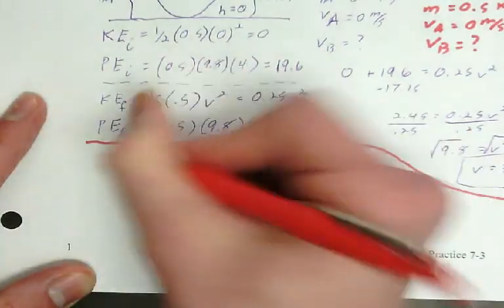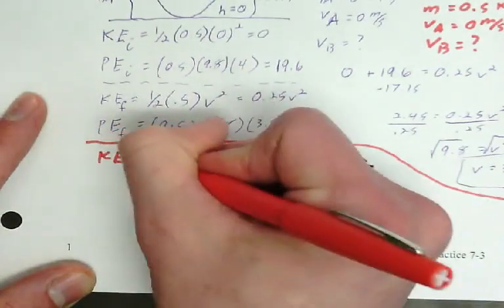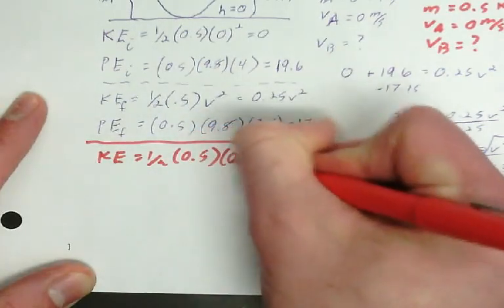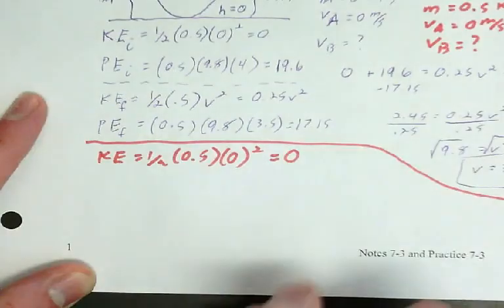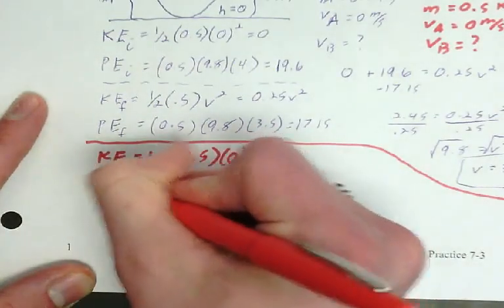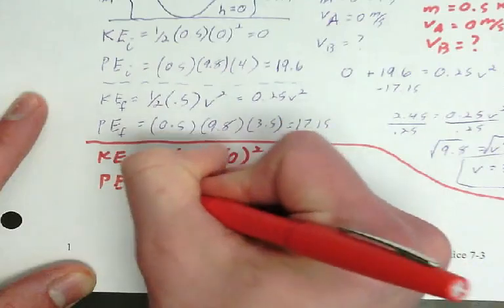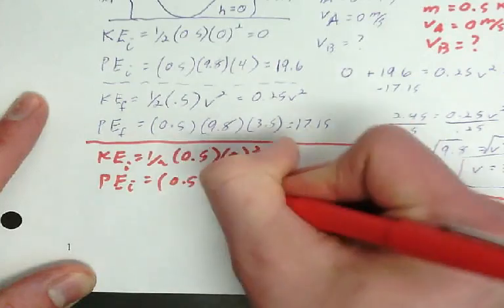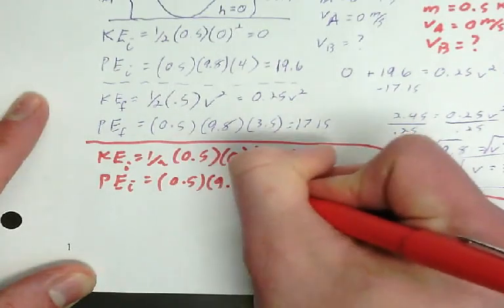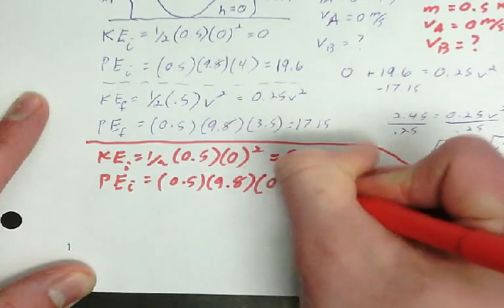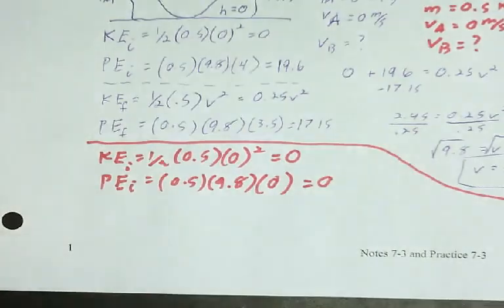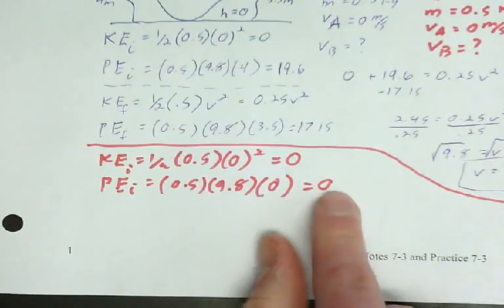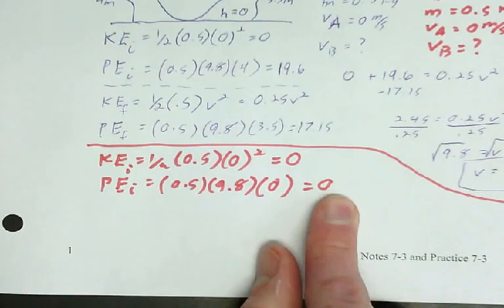So the kinetic energy at initial is still 1/2 mv squared, which is 0. But my potential energy initial has changed now. So my potential energy at A is mgh, just like the equation was before, but this time my h isn't 4, my h is 0. And now you can see why the math is a little bit easier. Where I had 19.6, it's 0 this time. So there's one less thing to worry about.